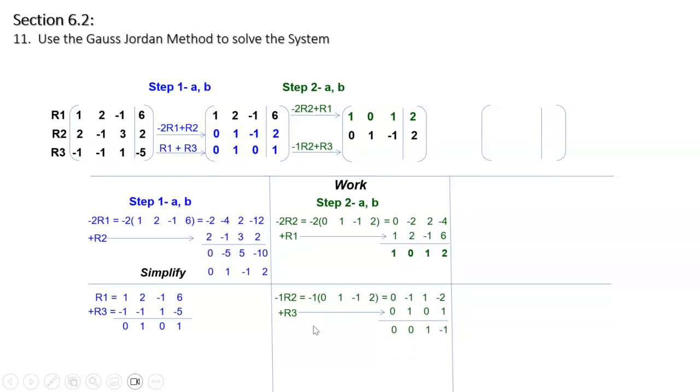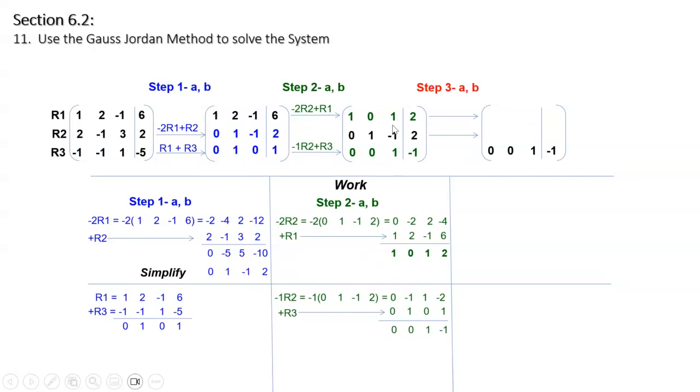This gives us 0, 0, 1, -1. That's my new row 3. Now for the final step, step 3, we're going to keep row 3. So the 1 on the top, on the first row, on the third column, that's going to be a 0. So that means that row 1 is going to change. And the -1 in row 2 has to be a 0. So that means that row 2 is going to change.